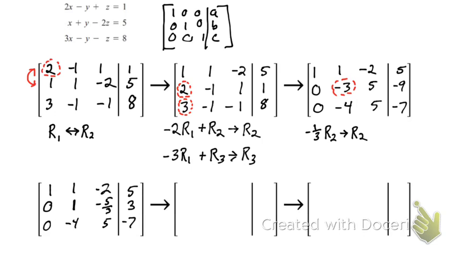So every time we do the same thing in each column. Find what needs to be 1, make it a 1, everything else has to become a 0. So that means I already found my 1. Negative 4 has to become a 0. And 1 has to become a 0.